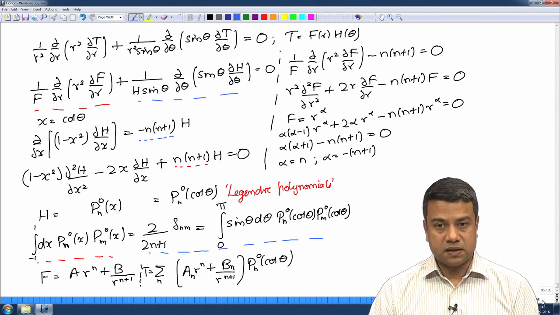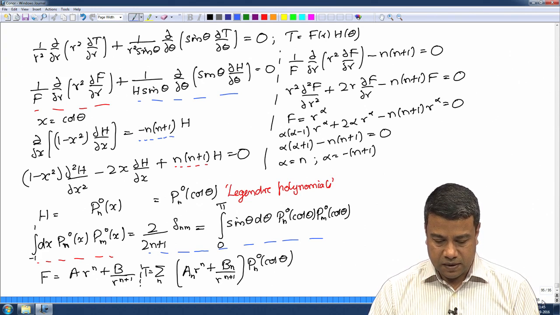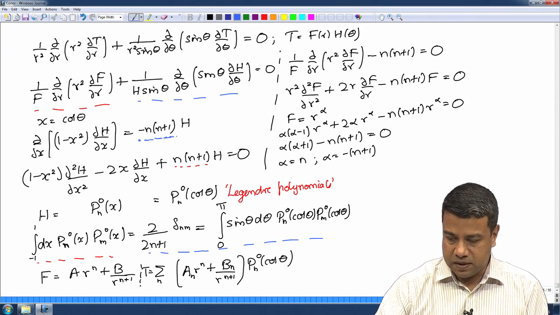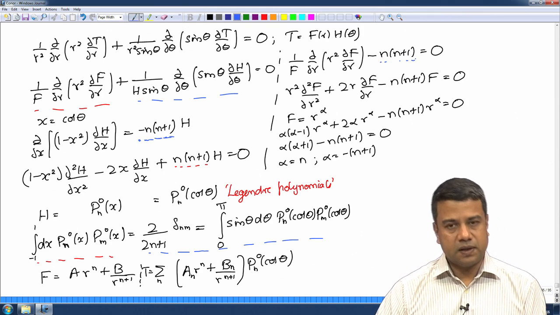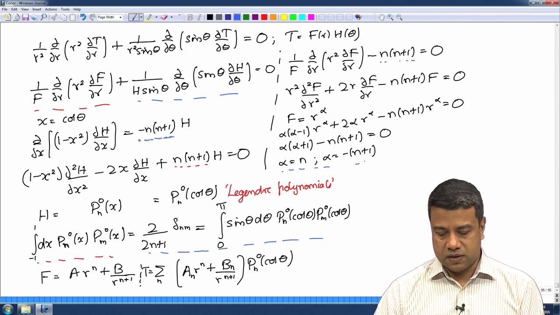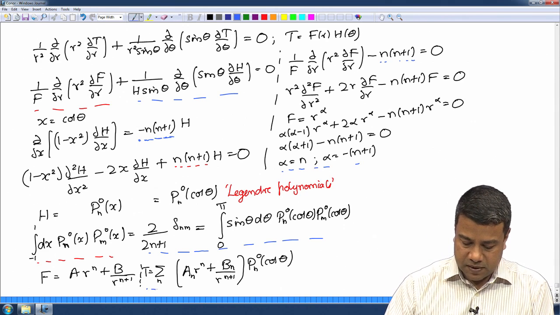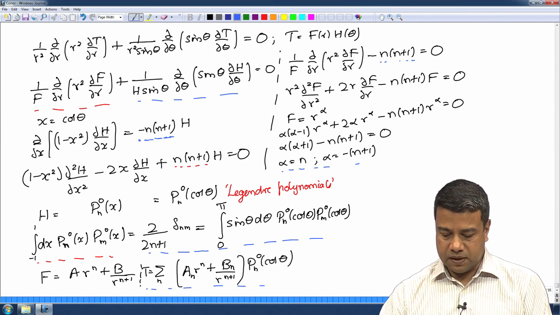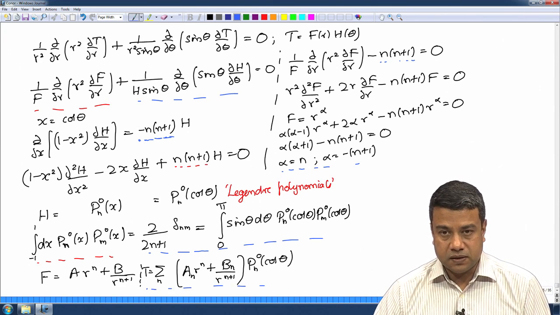We solved in the other direction, in the r direction, because we know from the theta equation that this constant is n into (n plus 1). So, we put that in the r direction, and we got the solution as power laws. So, the total temperature field was equal to An times r power n plus Bn by r power n plus 1, times Pn0 of cos theta.